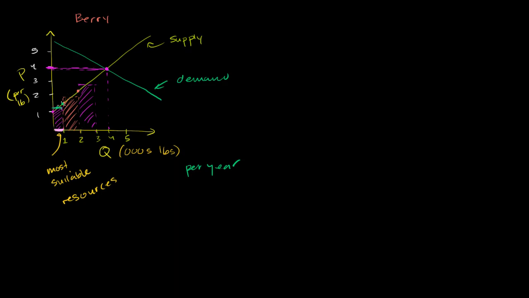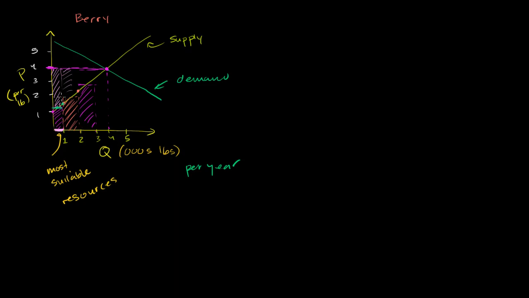And just like we talked about consumer surplus, this is the producer surplus. So for example, for these first 1,000 pounds right here, the producers' opportunity cost was a little over a dollar a pound, but they're getting $4 a pound for it. For the next 1,000 pounds, the opportunity cost is approaching $2 a pound. It's like $1.75, just eyeballing it. But once again, they're getting $4 a pound for it. So they're getting this surplus.